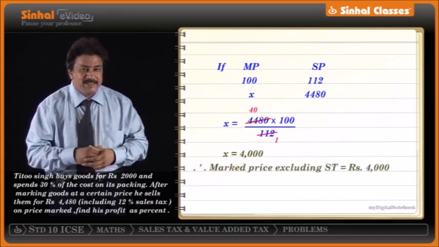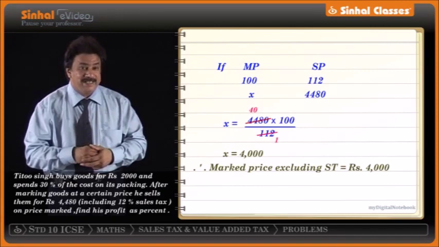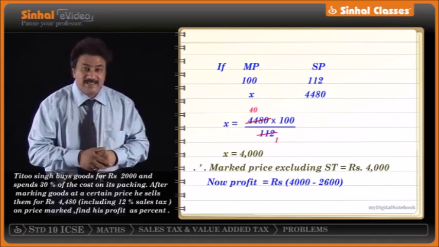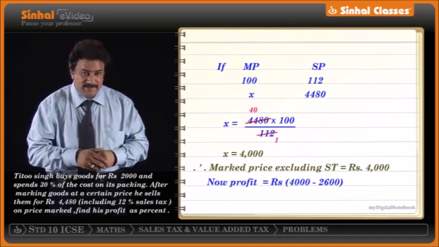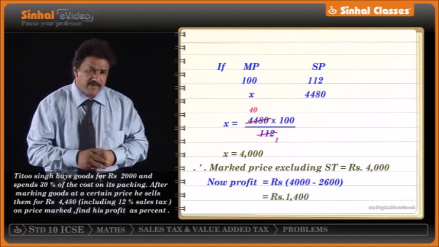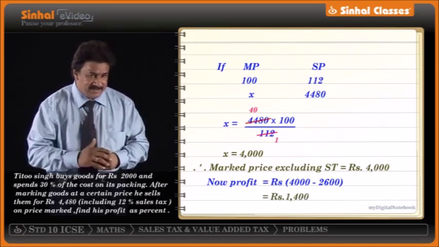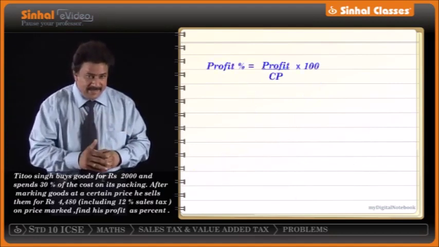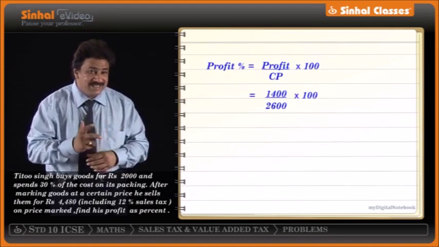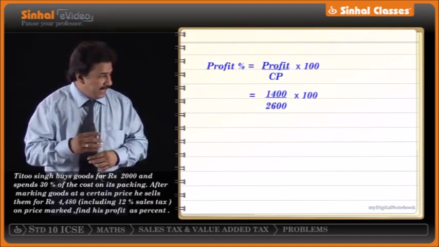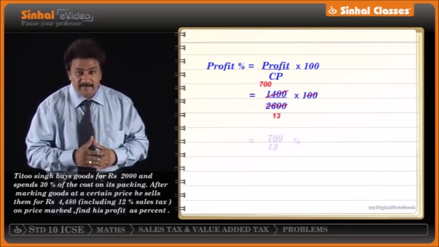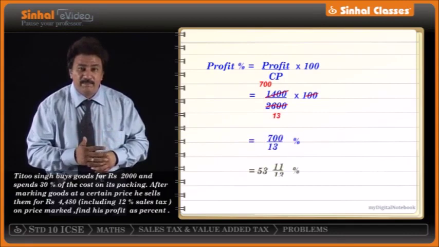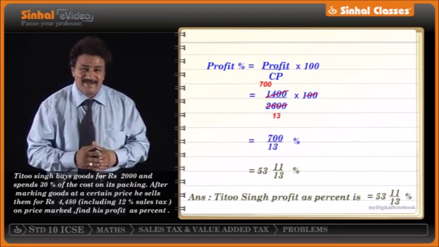The price at which he is selling, which does not include the sales tax. Now profit is equal to 4000 minus 2600, the cost price. That is rupees 1400. But I have to find the profit percentage. Profit percentage is equal to profit upon CP into 100. That is 1400 upon 2600 into 100. That gives me 700 upon 13 percent. That is 53 whole 11 upon 13%. That is the profit percent.